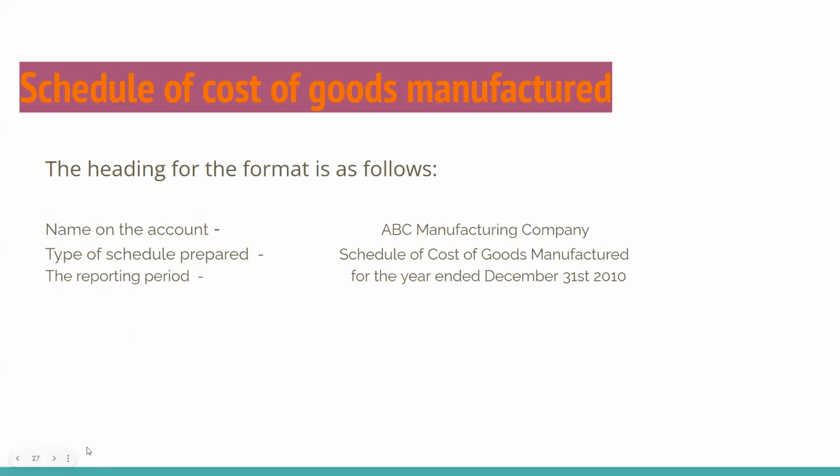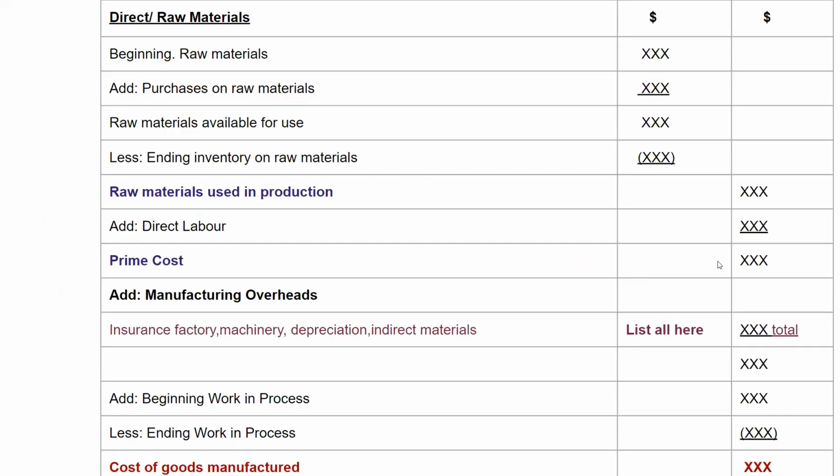So now we're going to talk about that schedule of cost of goods manufactured, or what you would traditionally call a manufacturing account. So basically the heading is still the same. So we have the name of the company to the top, and then here, instead of manufacturing account, you put schedule of cost of goods manufactured, and then the reporting period for the year ended 31st of December, or if it's the 30th of June, what have you. The format remains pretty much the same.